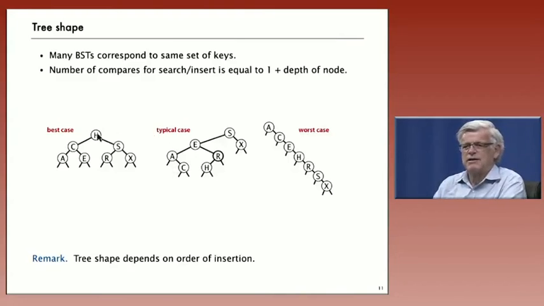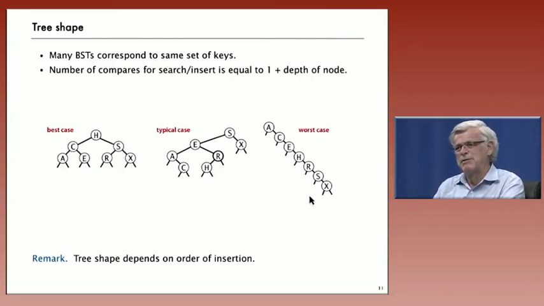So it depends on how the keys come in. The shape of the tree could be, well, in the best case, perfectly balanced. And one of the things we'll look at is algorithms that come very, very close to achieving that goal. In a typical case, it'll be sort of balanced.